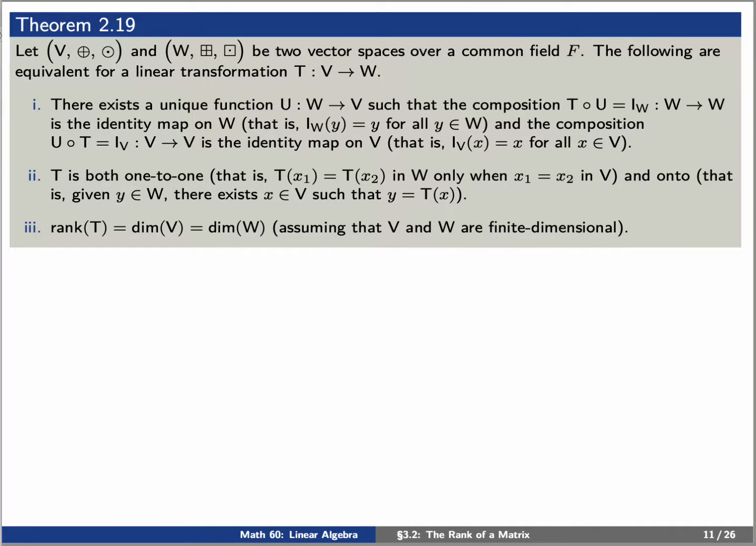The following three statements are equivalent for a linear transformation between two vector spaces V and W. First, there exists a unique function U going from W to V such that the compositions T circle U and U circle T are the identity maps. Second, T is both one-to-one and onto. And third, the rank of T is equal to the dimension of V is equal to the dimension of W.